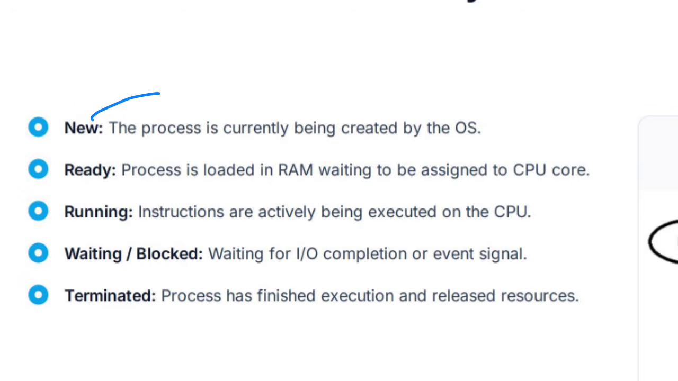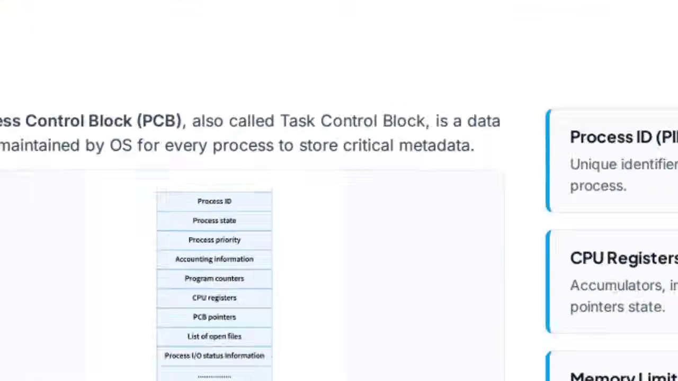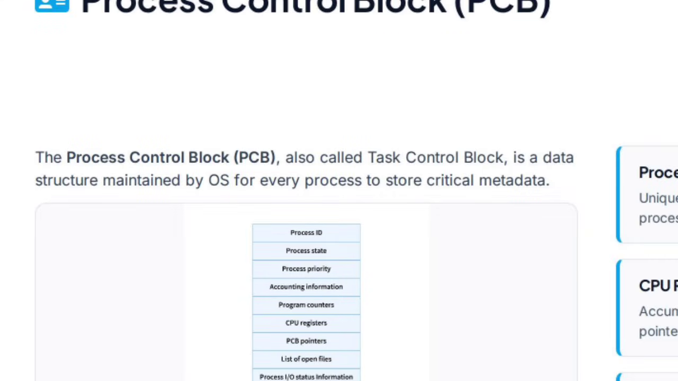Then, after that, the process control block. PCB stands for process control block. The operating system creates a PCB for every process, which stores important information about the process.